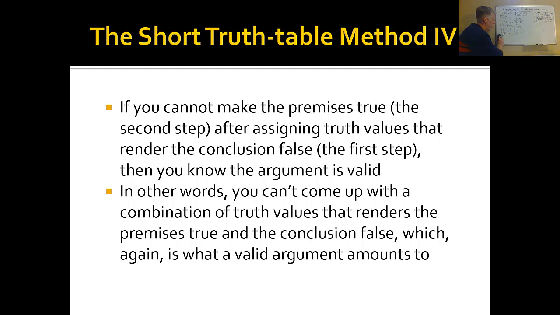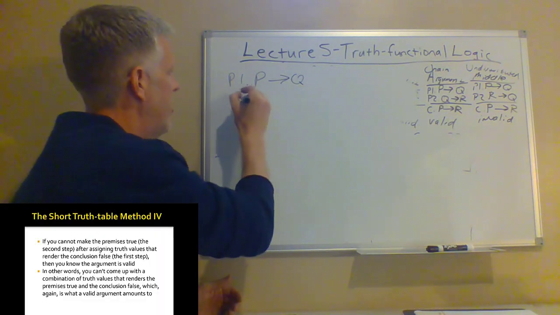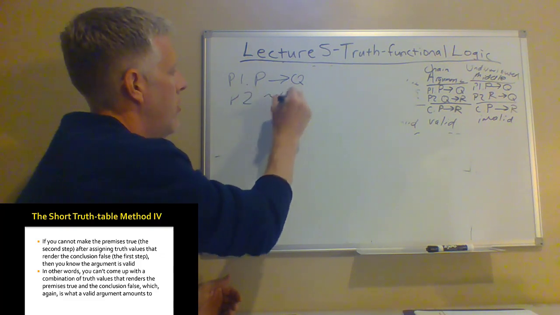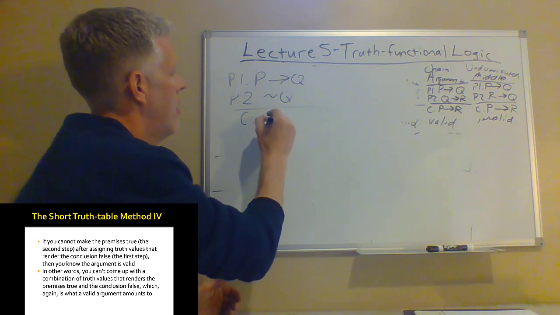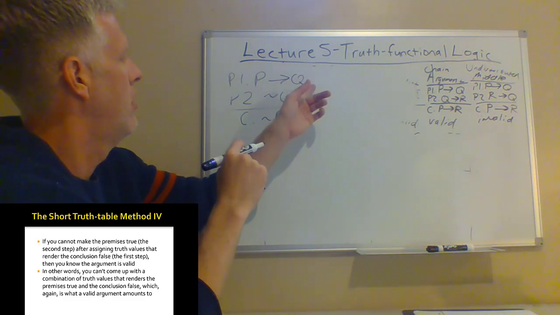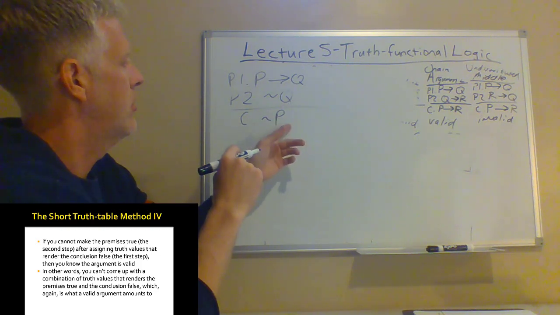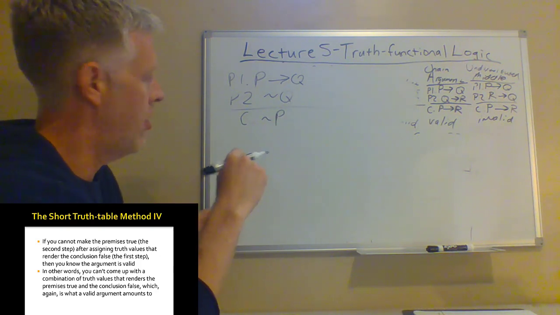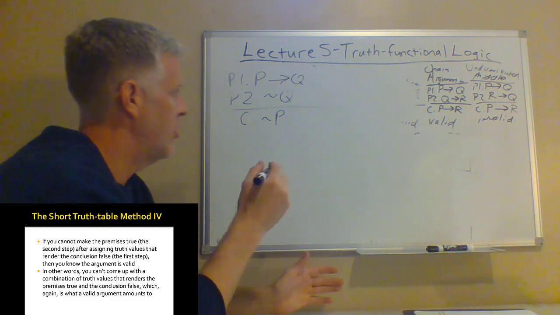Let me give you an example real quick of such an instance. Premise one, if P then Q. Premise two, not Q. Conclusion, not P. Just modus tollens, I think. If Paul goes, Quincy will go. Quincy won't go. So we know Paul won't go, right? That's a valid form. We know that ahead of time. This is modus tollens. But let's try to do it using the short truth table method.